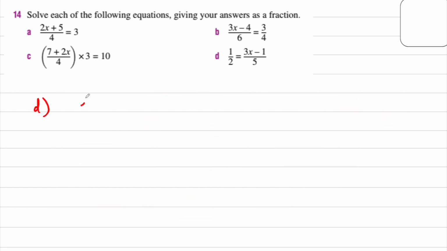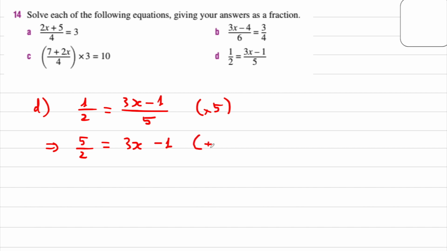The next one will be D. Okay, 1 over 2, 3x minus 1 over 5. First step, multiply by 5. Multiply 5, we get 5 over 2, 3x minus 1, and then plus 1. Plus 1 on the left, we get 7 over 2. Plus 1 on the right, you get 3x only. And 7 over 2 will be the result.